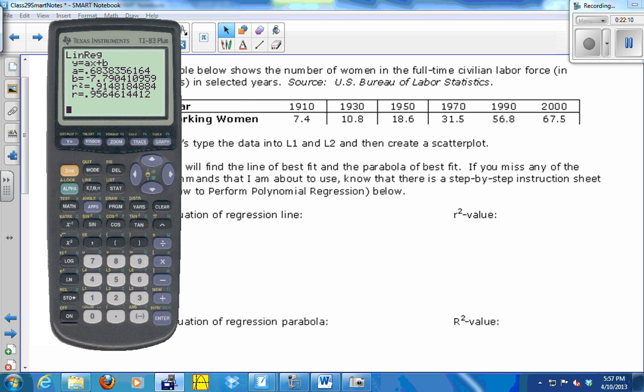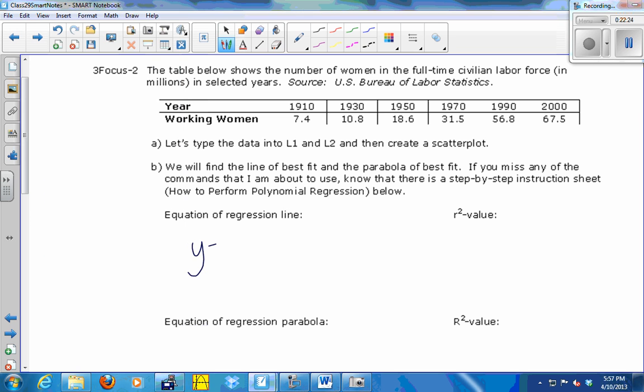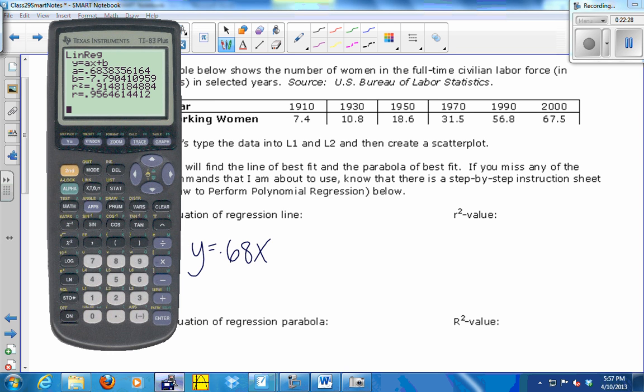And I get an R value of 0.956, which is actually really good, right? That's really close to 1. So my line is a pretty decent fit. And my equation is y equals 0.68x minus 7.8.